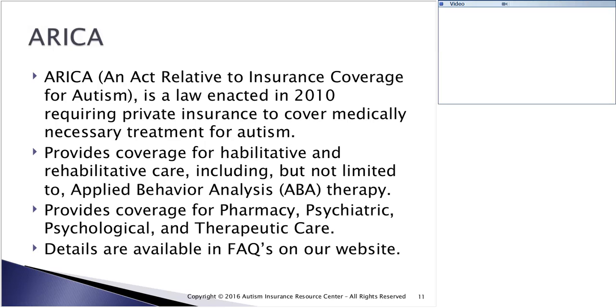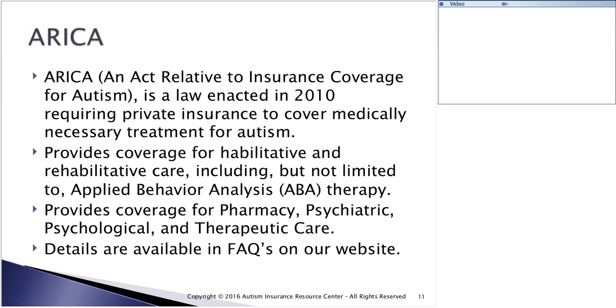We sent around FAQs on ARICA, and you don't have to refer to them if they're in your computer, but I just want to note that if you do look at those, they talk about what treatments are covered, and there are 5 categories of treatment: habilitative and rehabilitative, pharmacy, psychiatric, psychological, and therapeutic care. And with each one of those categories of treatment on those FAQs is a 1 or 2 sentence description of that. That is the actual wording from the legislation. So you kind of have the source there.